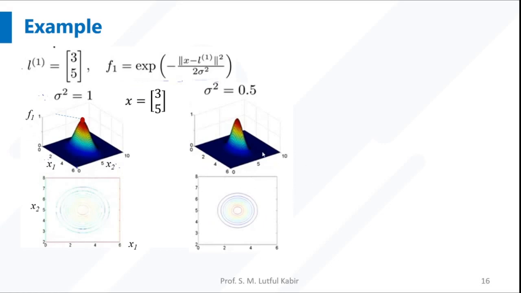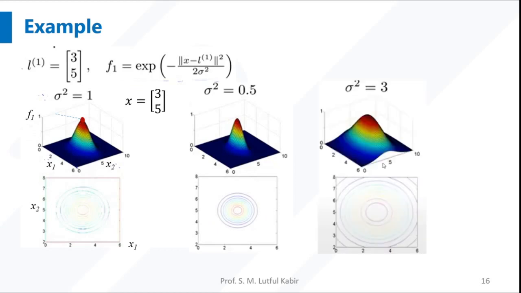Similar to the previous diagram, the next one is also a plot and a contour, and this is for sigma square equal to 0.5. So now we can see the effect of sigma square on the f1. If sigma square is reduced, you can see the plot becomes steep. That means the change in f1 will be sharp. From this point to this point, you can see it is changing sharply rather than this change.